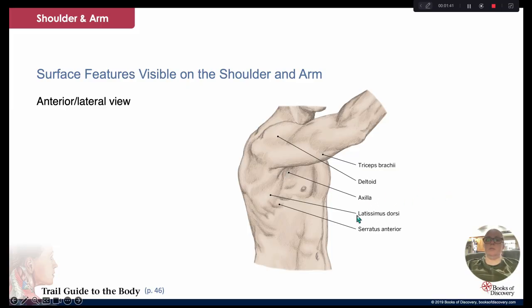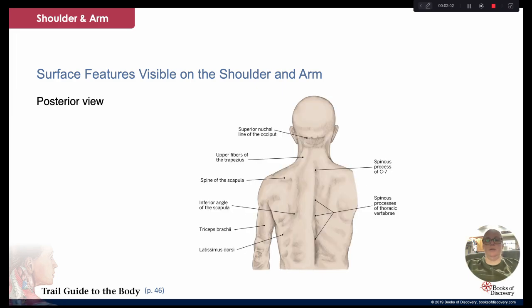You have your swimmer's muscle. They call that the lats or latissimus dorsi. That kind of connects on the side. It's the main back muscle here. And then these tiny little fingerling looking muscles here, these are your serratus anterior muscle.